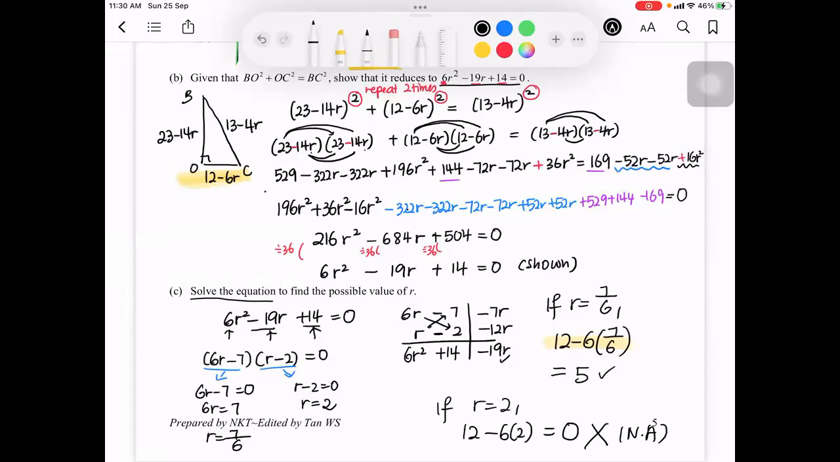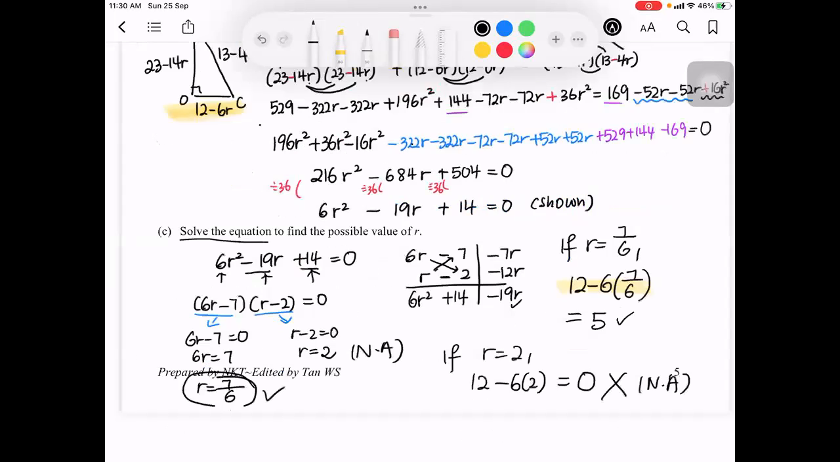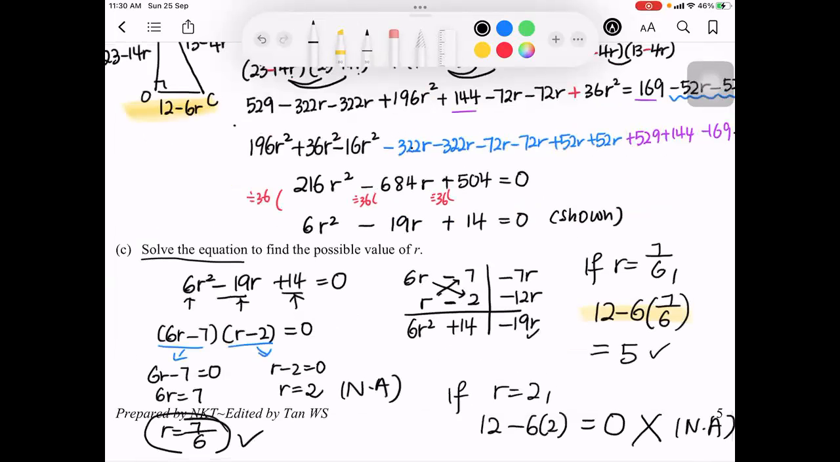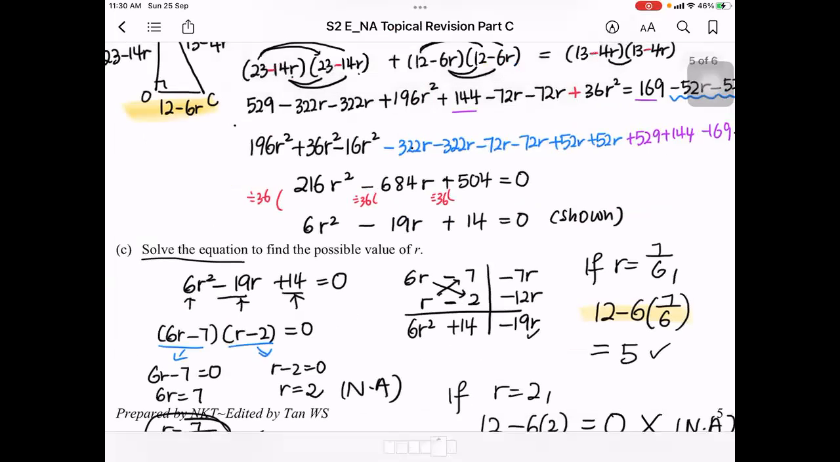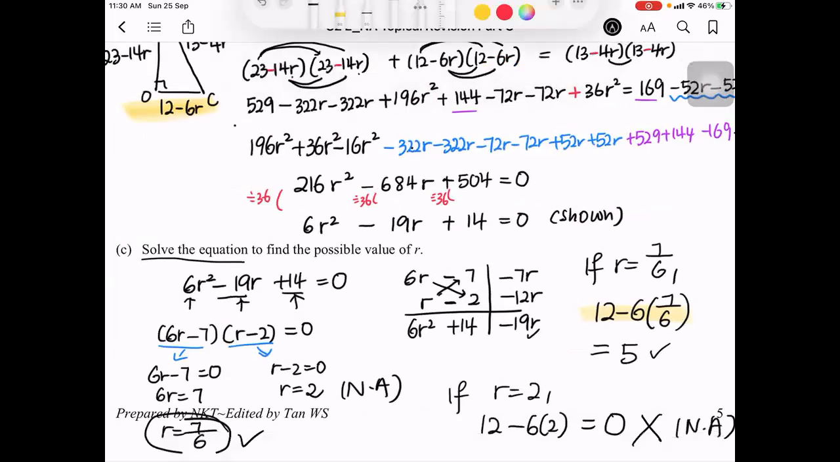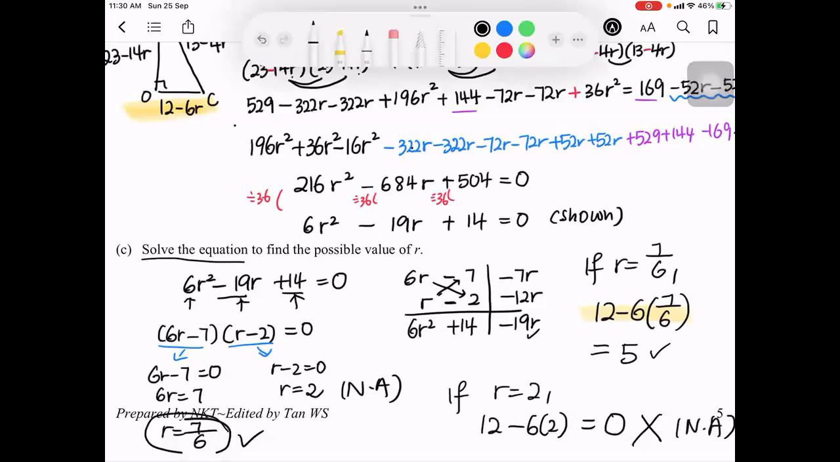So the final answer for R is this one. This is not applicable. So the answer should be 7 over 6. Okay, that will be your answer. Okay, I understand brain already dead. Try. If for this kind of question you cannot do part A, part B, at least you can solve the equation. Try, okay? If you don't have any questions, I'll do the number pattern tomorrow.